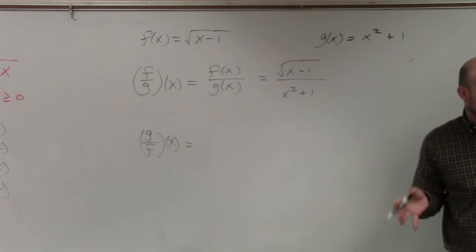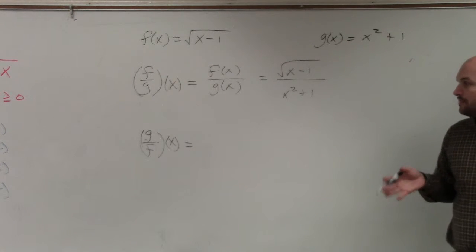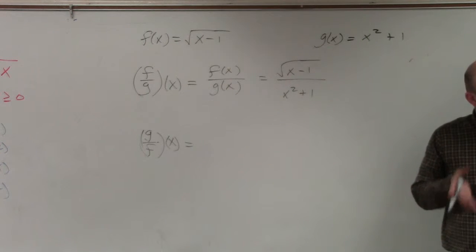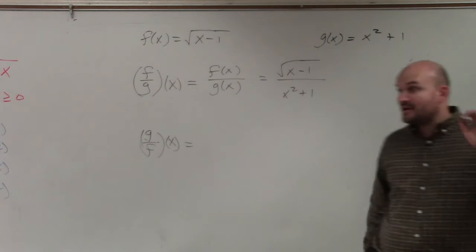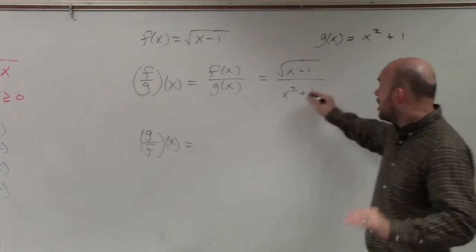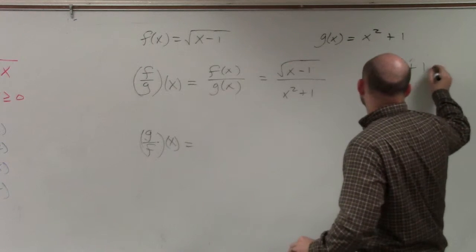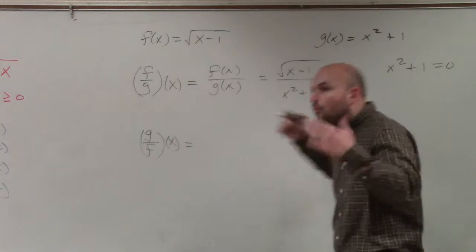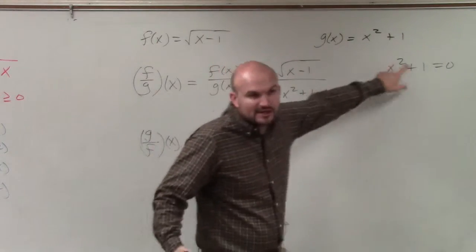By doing my division, I now have a rational function. But remember, we have to identify the domain. Now, the first thing I was talking about, whenever you have a rational function, your domain always should be set your denominator equal to 0. Right? What are the numbers that make my denominator equal to 0?